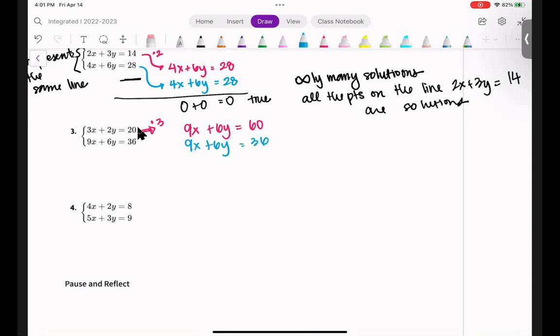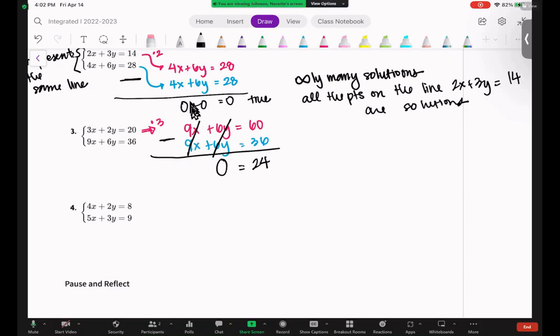And some of you are already seeing some interesting patterns, right? And you're like, Ms. Johnson, the 9x's cancel, you're happy. But at the same time, the 6y's cancel. And so are you happier? No. So on the left side, it equals 0. And then on the right side, if I subtract them, I get 24.